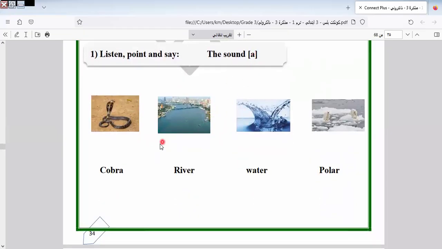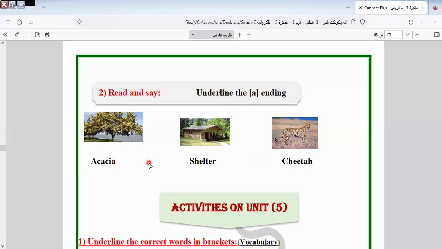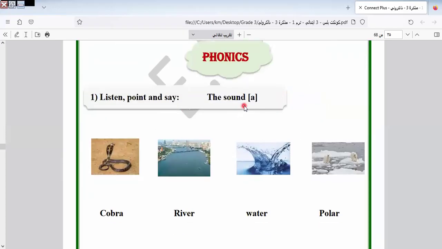Phonics A. Here we have cobra, river, water, polar. We have here cobra, water, and polar. We have here river. Okay, this is the difference. We have ending verbs, underline the verbs ending with a, like acacia. So here we have read and say, and underline the word that ends with a. It will be acacia.